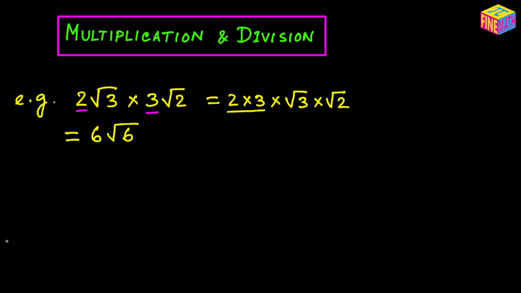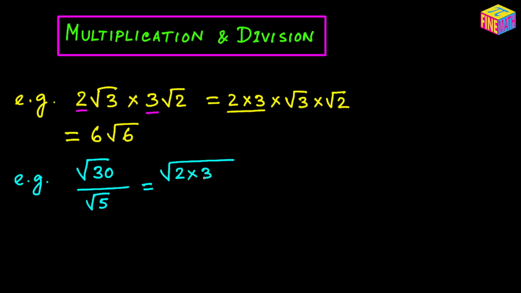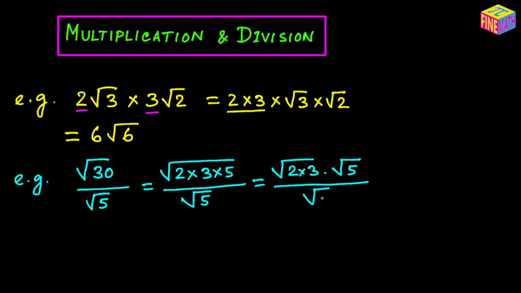Let's take an example for division. Suppose we have square root of 30 divided by square root of 5. Now square root of 30 would be what? Square root of 30 would be 2 times 3 times 5. 30 is actually 2 times 3 times 5, and then here we have square root of 5. So then I can write it as square root of 2 times 3 times square root of 5.